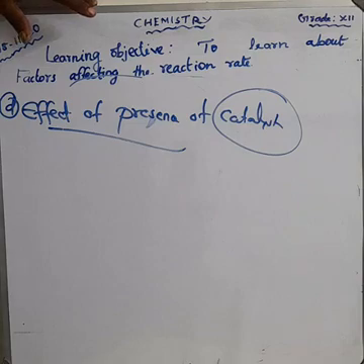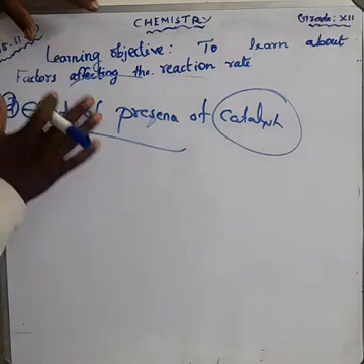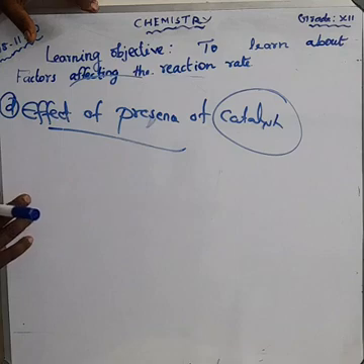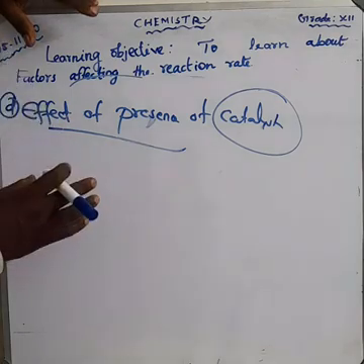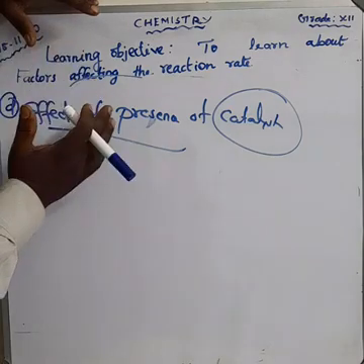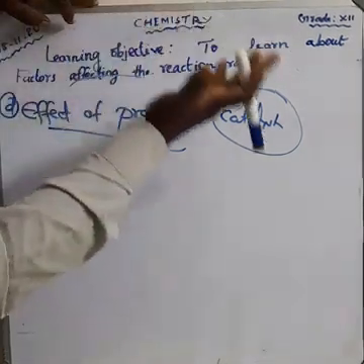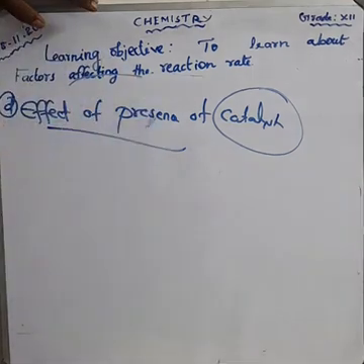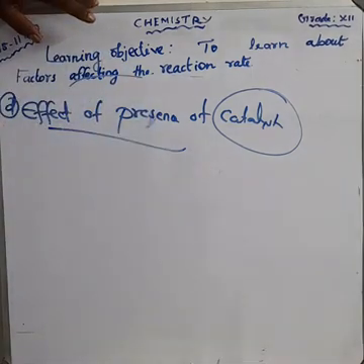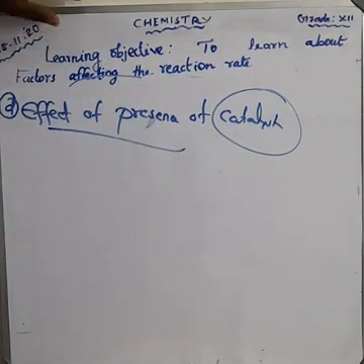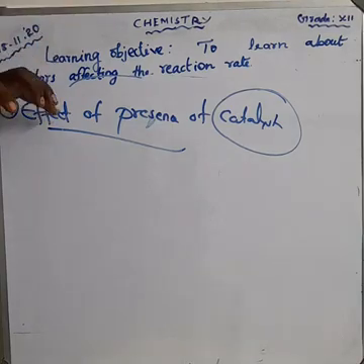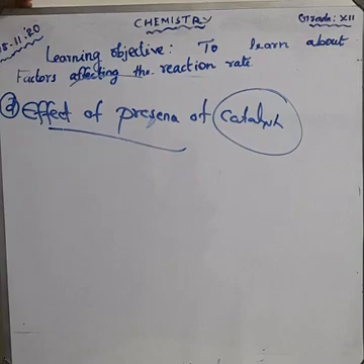So, the effect of presence of a catalyst. What are we going to learn about that? The catalyst may speed up the reaction or slow down the reaction. That's the important point. A catalyst may increase the rate of the reaction, otherwise it may decrease the rate of the reaction. This is about the catalyst.